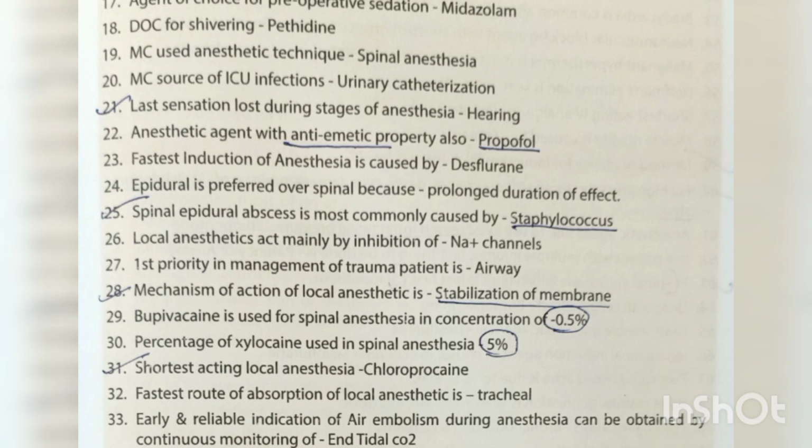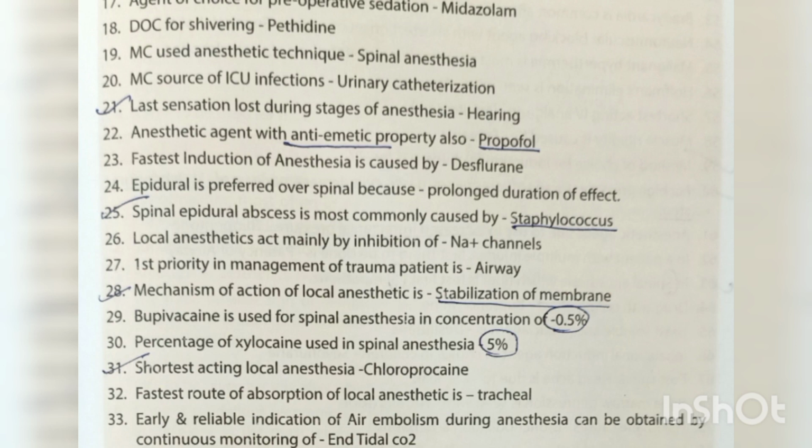Most commonly used anesthetic technique is spinal anesthesia. Most common source of ICU infections is urinary catheterization. Last sensation lost during stages of anesthesia is hearing. Anesthetic agent with antiemetic property also, propofol. Fastest induction of anesthesia is caused by desflurane. Epidural is preferred over spinal because of prolonged duration of effect. Spinal epidural abscess is most commonly caused by staphylococcus.